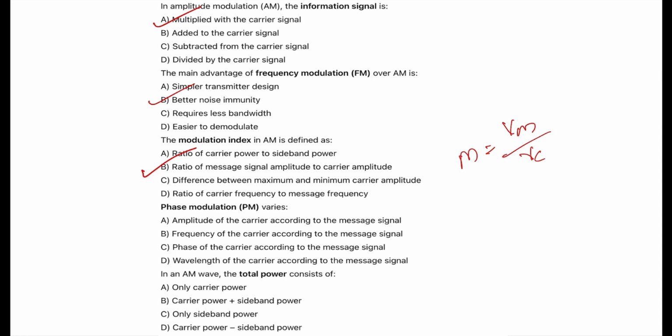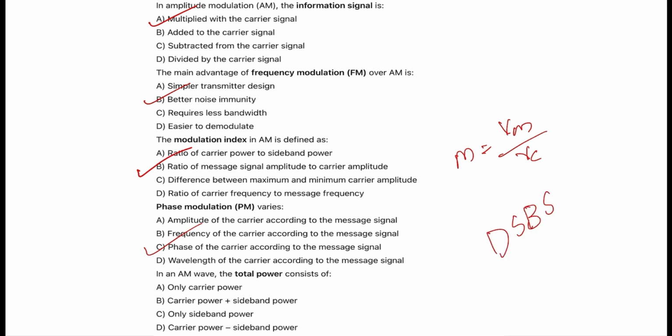Next question. The phase modulation PM varies: option A, amplitude of the carrier according to the message signal; option B, frequency of the carrier according to the message signal; option C, phase of the carrier according to the message signal; option D, wavelength of the carrier according to the message signal. We know that in phase modulation, the phase of the carrier is varied in accordance with the message signal. So the answer is option C.